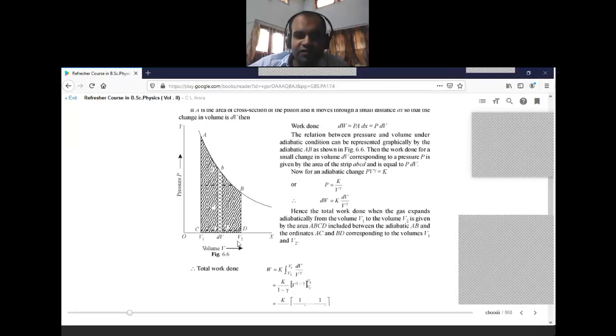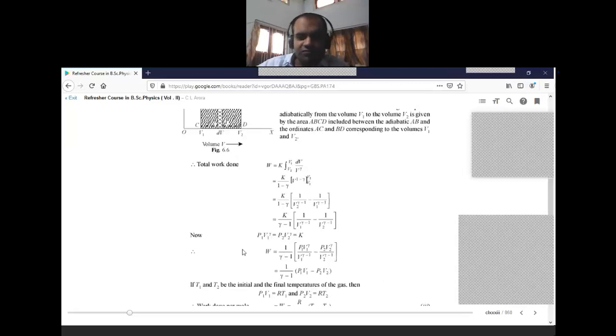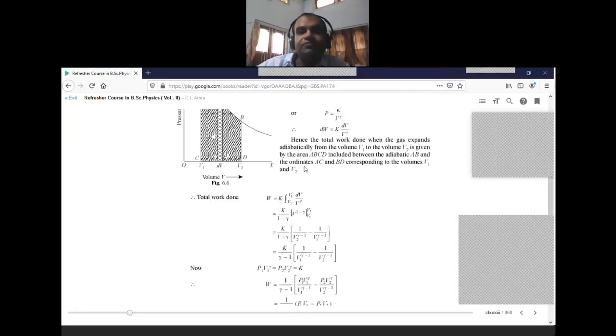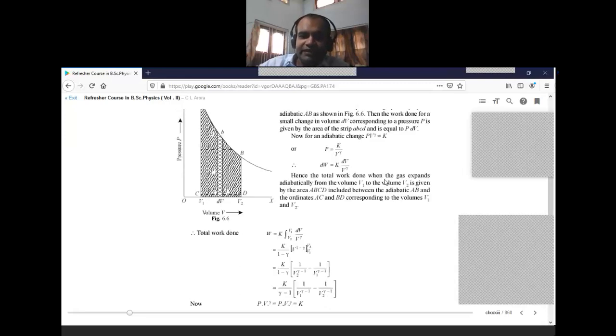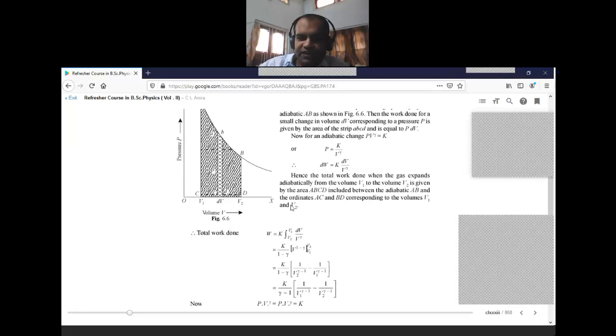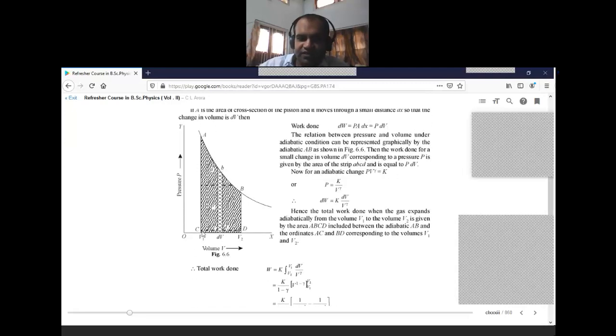So for a small change in volume dV, the work done is small a, small b, small d, small c. For the large change in volume of the gas from V1 to V2, it is given by this area ABDC, just like yesterday. Same thing, but here the equation of state is slightly changed. It is the area included between the adiabatic curve AB and the ordinates AC and BD.